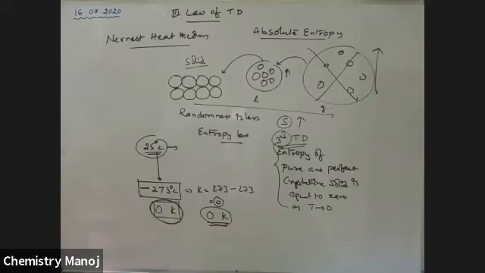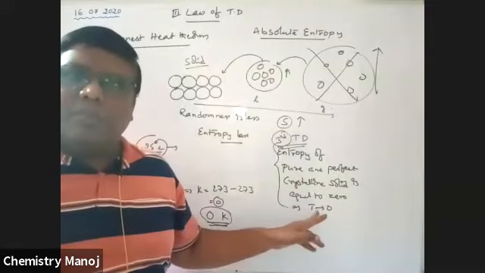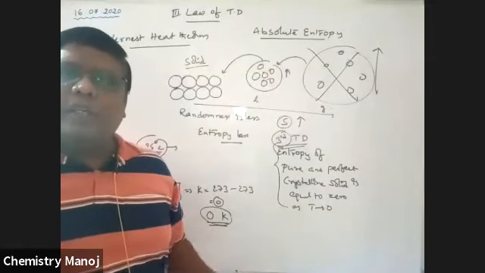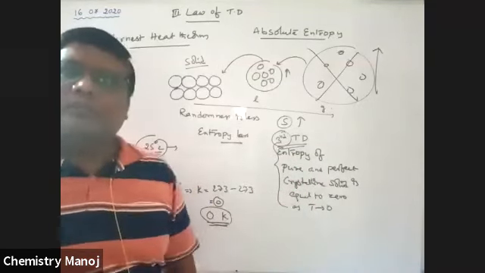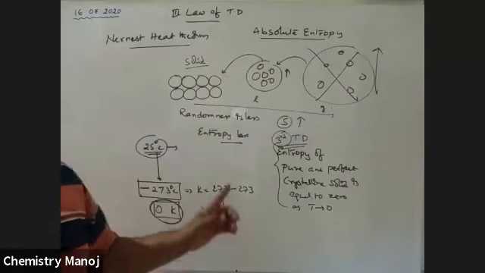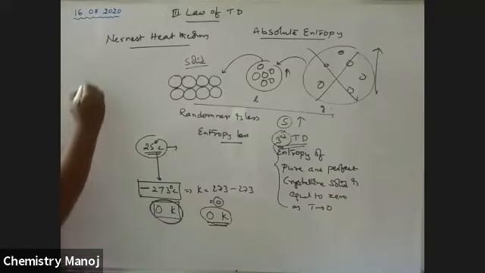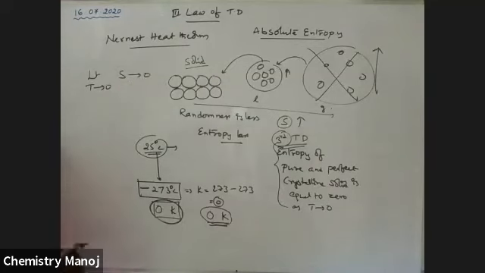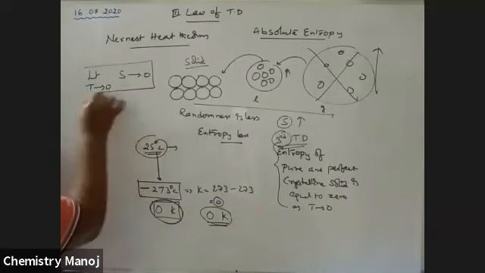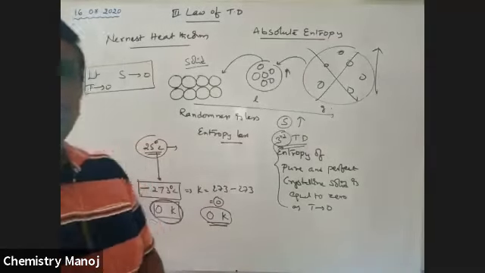What is the third law of thermodynamics? The entropy of a pure and perfect crystalline solid at absolute 0, 0 Kelvin, is equal to 0. As temperature goes to 0, entropy also goes to 0 for a pure and perfect crystalline solid. Therefore, limit T tends to 0, entropy tends to 0. So it is the mathematical form of the third law of thermodynamics: limit T tends to 0, entropy tends to 0.